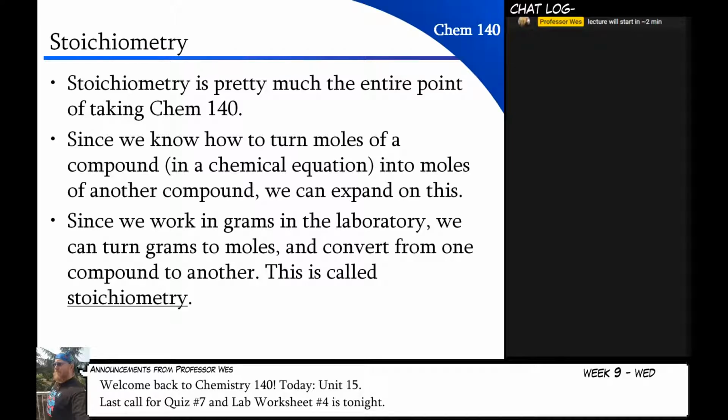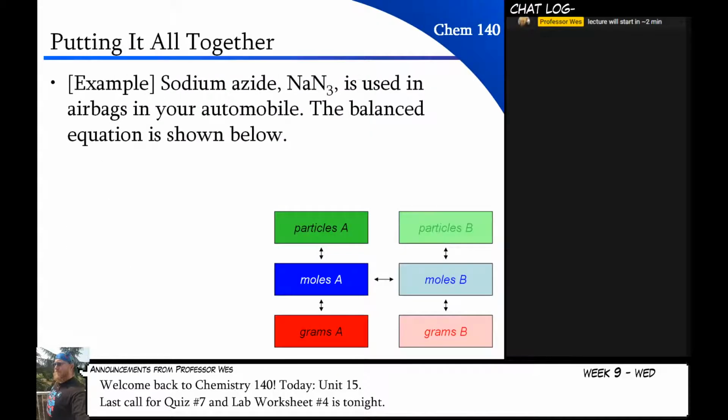This was the entire focus of Unit 13, so I've even given you a quiz on it. That quiz might be due tonight. Make sure you do it. So we're going to do more of that.